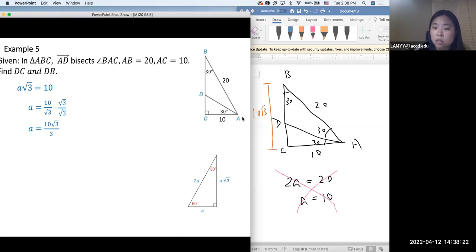Okay, one more time. Only consider the triangle ADC, the small triangle here. Compare the ADC with the 30, 60, 90 triangle. You figure out A equal to 10 square root 3 over 3. Now, we can figure out the DC here. DC will be equal to A. So again, it will be 10 square root 3 over 3. Now, we want to figure out the hypotenuse, the AD. So AD will be equal to 2A. So AD equals 2 times your A here. Simplify it.